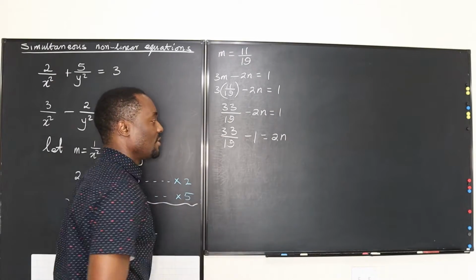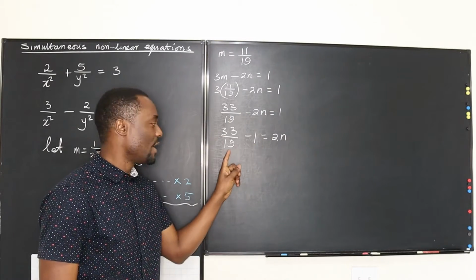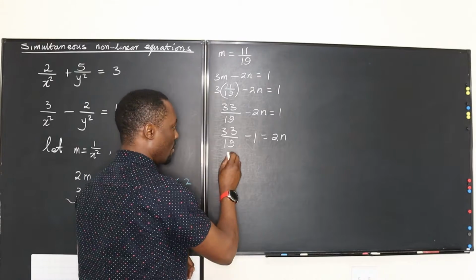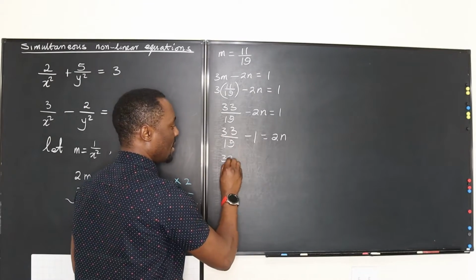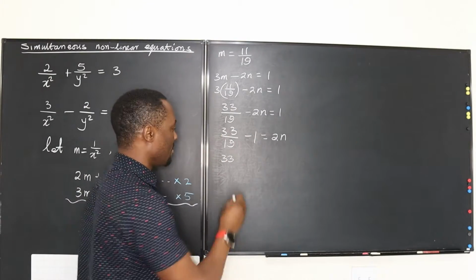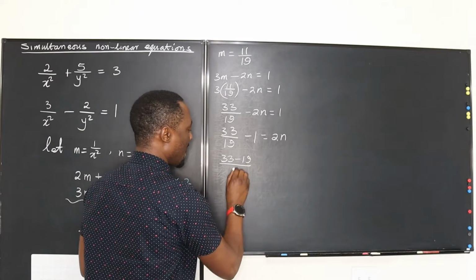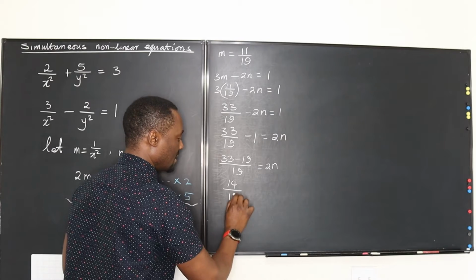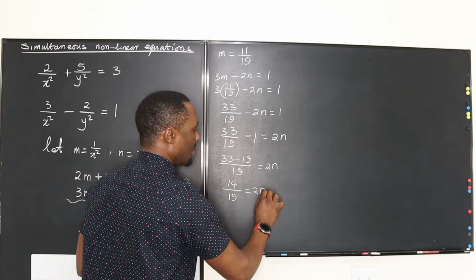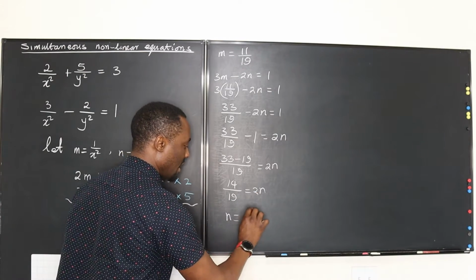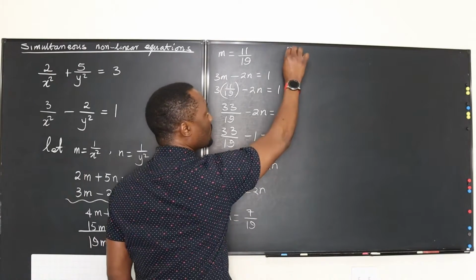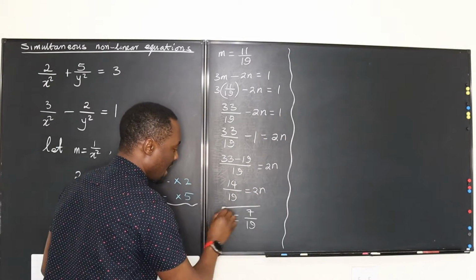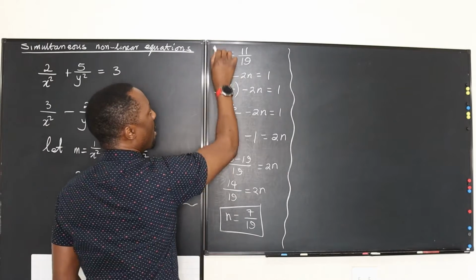If I take care of this fraction, I'm going to make this 19 over 19. It's a good way so you have the same denominator. So if you simplify this fraction to be 33 minus 19, which is going to be 14 over 19 equals 2n, which gives me n will be 7 over 19. So we've been able to find what n and m are.